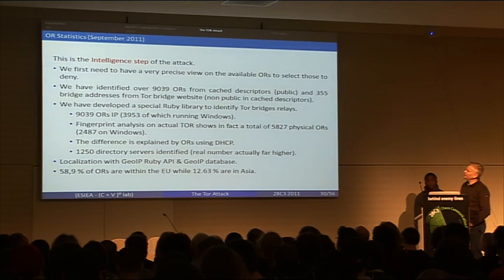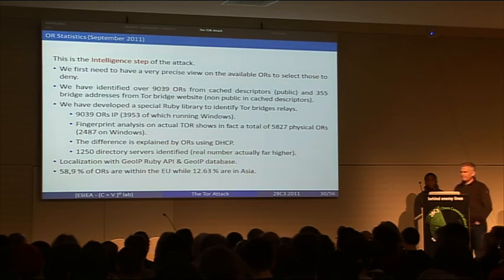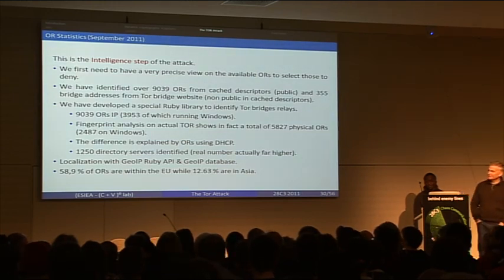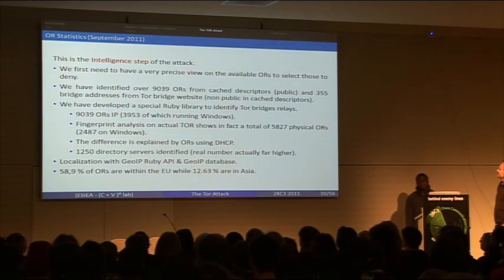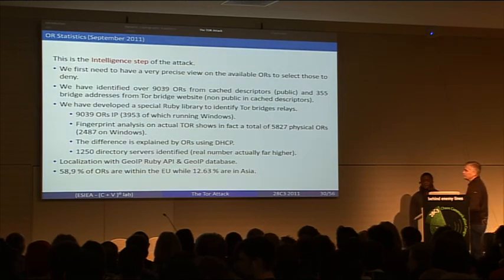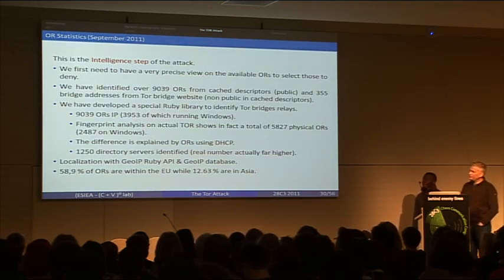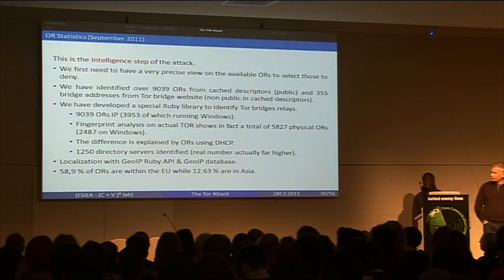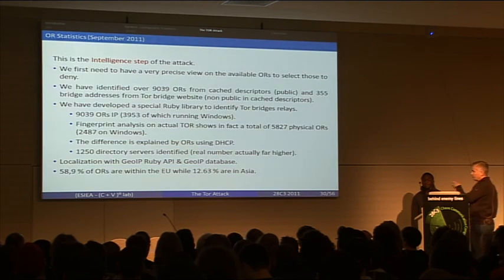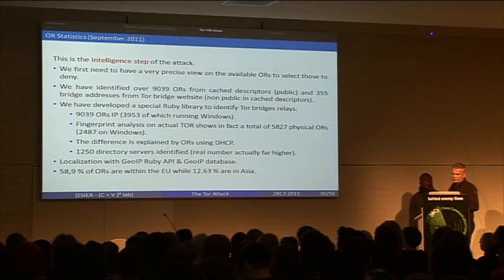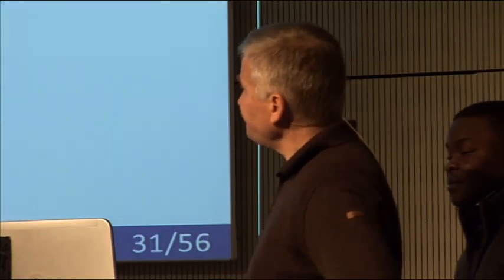But in fact, we have identified slightly more than 9,000 onion routers. And well, you have the description here. We have observed that nearly 60% of ORs are in the EU, while slightly less than 13% are in Asia. So once again, there is a complete map. Either they are under Windows, Linux, or it is hidden or not.